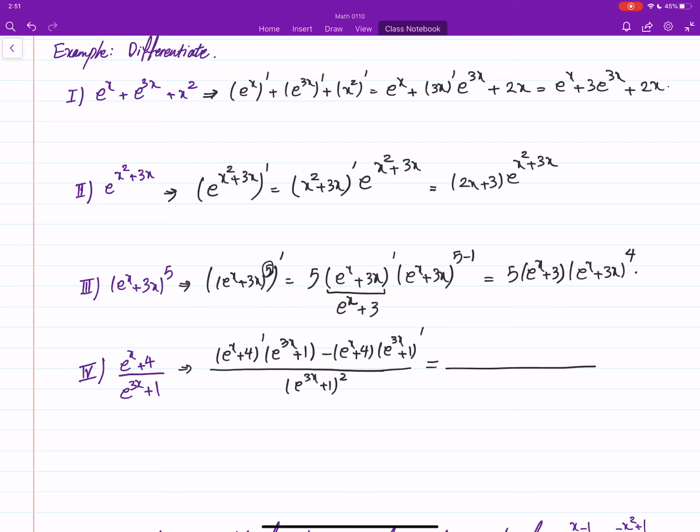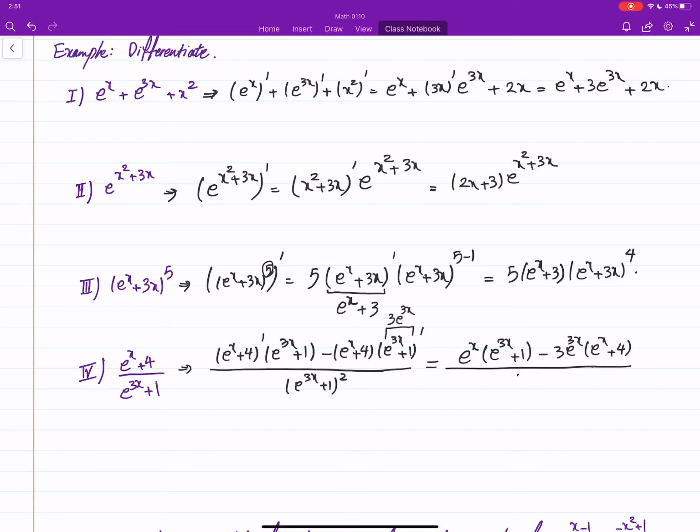This now we differentiate one by one. e to the power x plus 4. The derivative would be e to the power x plus 0, so I just write that. Minus, here we have the derivative of e to the power 3x plus 1. This will be the derivative of e to the power 3x, which is 3 e to the power 3x. So it will give us minus 3 e to the power 3x times (e to the power x plus 4).